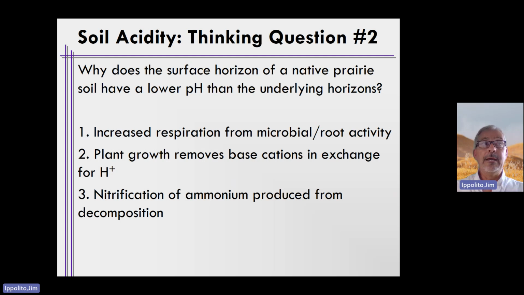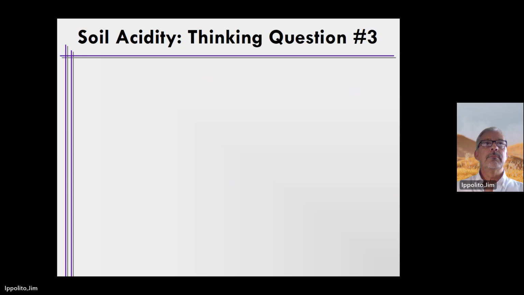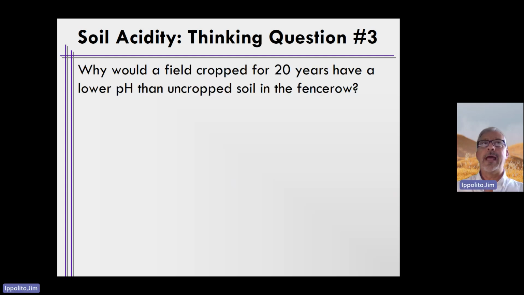We talked about that. And in fact, the fourth point, why a surface horizon in a native prairie might have a lower pH value, is because there's simply more weathering and leaching from that soil surface horizon. Let me throw another question at you. Oh, I think this is the last question. Why would a field cropped for 20 years have a lower pH than uncropped soil in the fence row?